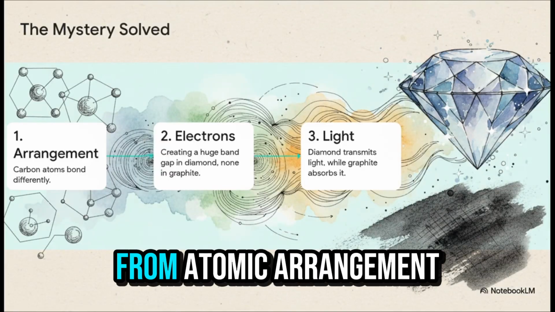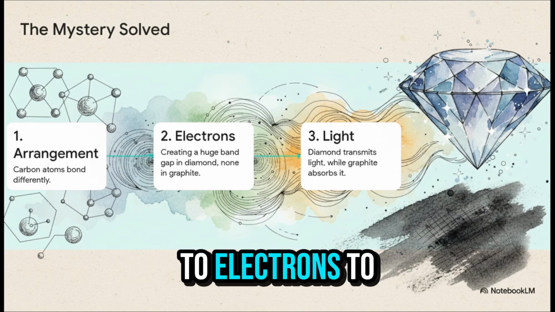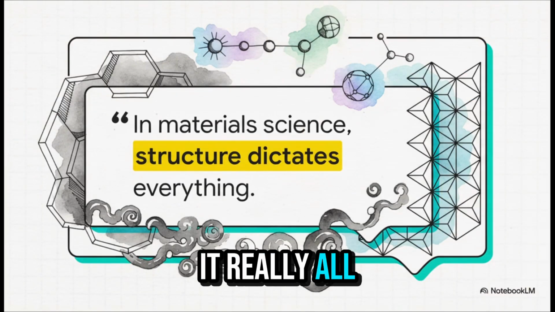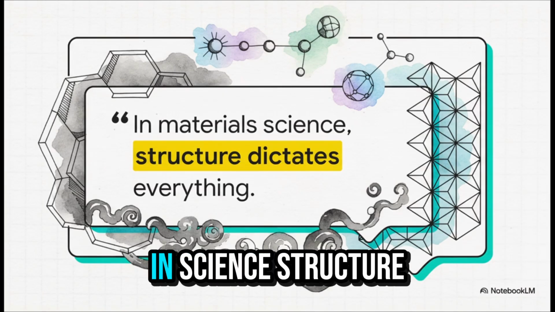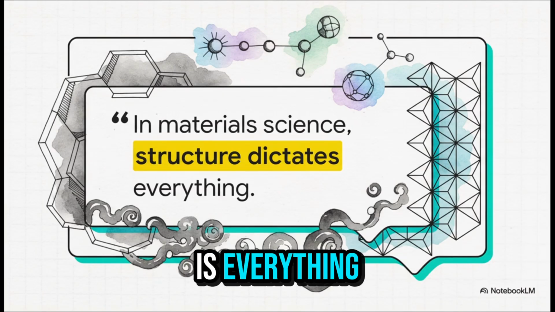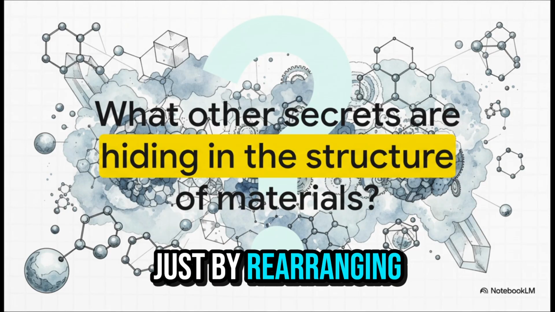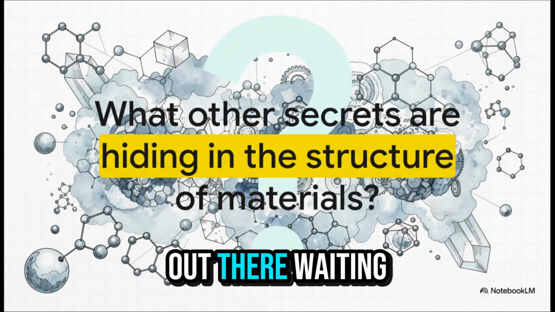And there you have it, from atomic arrangement to electrons to light, to why one is clear and one's black. It really all comes down to one simple rule in science. Structure is everything. So if you can turn carbon into a diamond just by rearranging it, what else is out there waiting to be discovered?